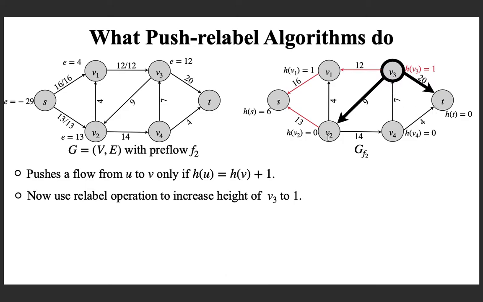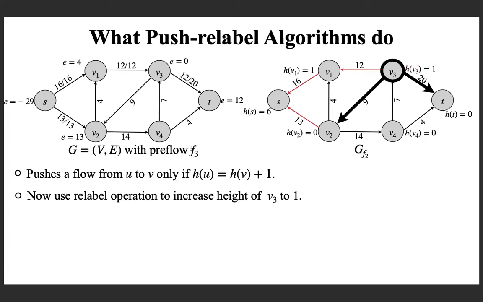Now suppose you are sending it to T. You can either send it to V2 or T. You don't know what will happen. The algorithm will send it to any one of these. Now assume that you are sending it along this. The capacity is 20. The entire excess flow can be pushed along that edge.